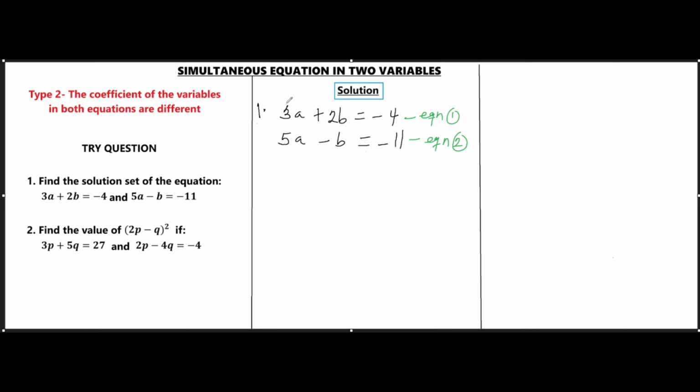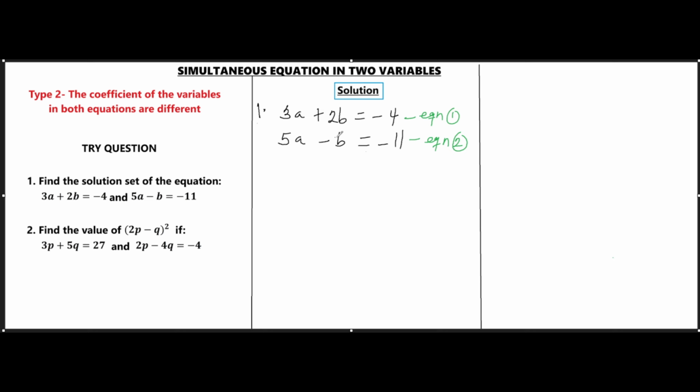Because they are not the same, we cannot eliminate by either addition or subtraction. Now, when you look at the coefficient of b in equation 1, we have 2. In equation 2, we have -1. They are different, so we cannot eliminate by addition or subtraction. So anytime you come across this type of question, what do we do? We need to generate another set of equations such that these equations will have the coefficient of the variables being the same. How do we do that?